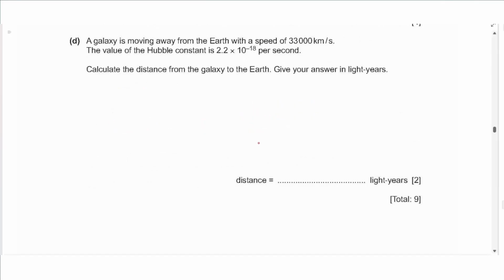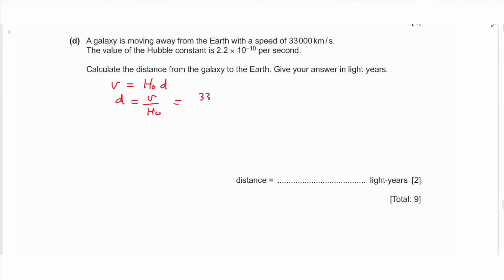Part D says a galaxy is moving away from the Earth with a speed of 33,000 kilometers per second. The value of the Hubble constant is 2.2 times 10 to the power negative 18 per second. Calculate the distance from the galaxy to Earth. Give your answer in light years. So first we use the SI units, and the equation V is equal to the Hubble constant multiplied by the distance. So distance is equal to the speed divided by the Hubble constant.